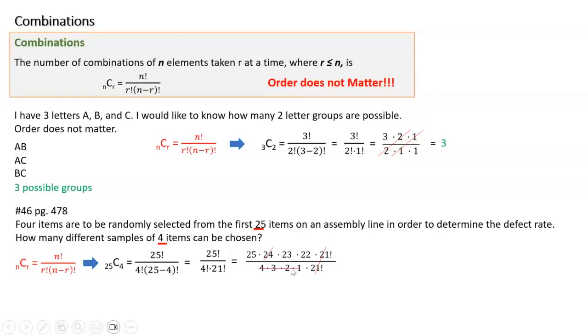So the answer will be 25 times 23 times 22, which will give us 12,650. That's your result.